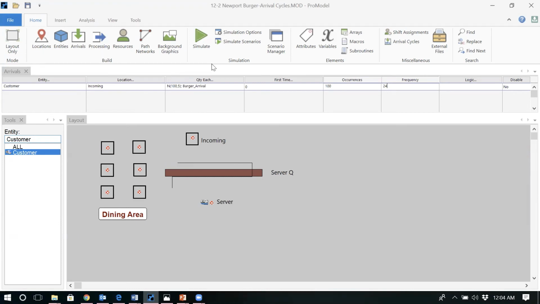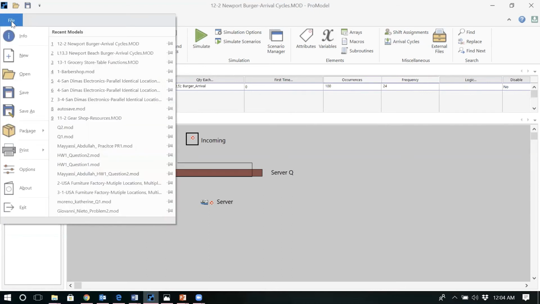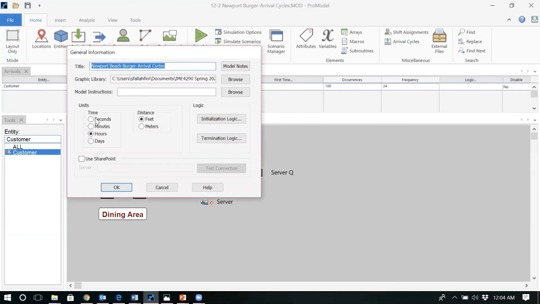And also I want you guys to pay attention. We said here the frequency is 24 hours. In every 24 hours, this number of customers come to the system. So if I do not put the unit of time right next to 24 hours, that means the default unit of time in the model is hours. Okay, so in this model, it just happens that I have chosen the default unit of time to be hours.